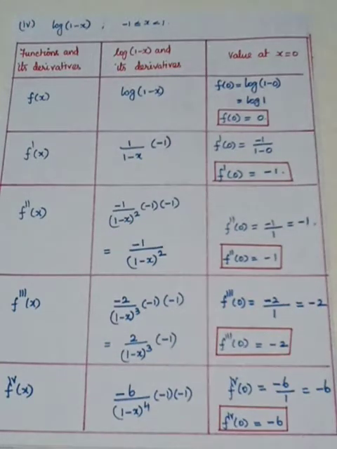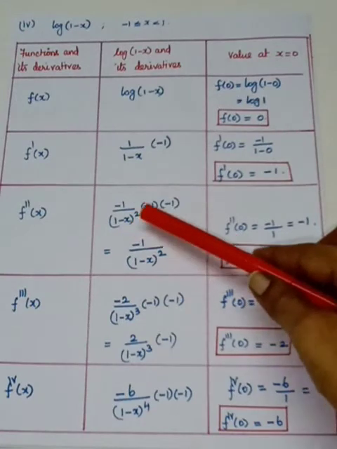And here you can use the shortcut. I have explained how to differentiate using the power rule. Here you can use the shortcut.